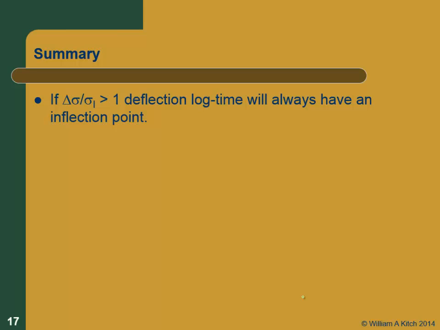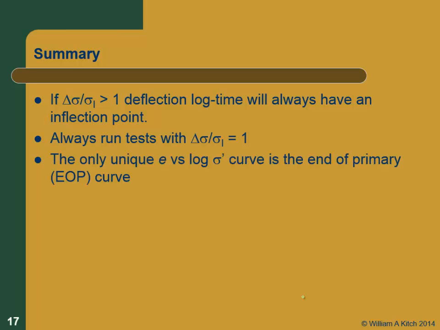Anyway, what do we know from this? Well, you definitely want to use load increment ratios greater than 1, or else you're going to have a real hard time putting together an E log P curve that makes any sense. So always run your test with a load increment ratio greater than 1. There really is only one unique E log P curve, and it's the end of primary one. All the other ones are arbitrary by some standard.